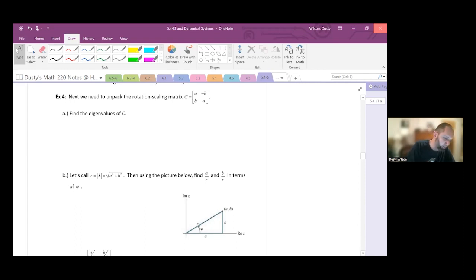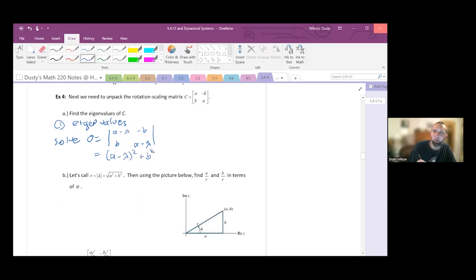So to do that, we'll follow the same process, where first we'll find our eigenvalues. And so we need to solve 0 equals the determinant of A minus lambda, minus B, B, A minus lambda. This will be equal to A minus lambda squared plus B squared.